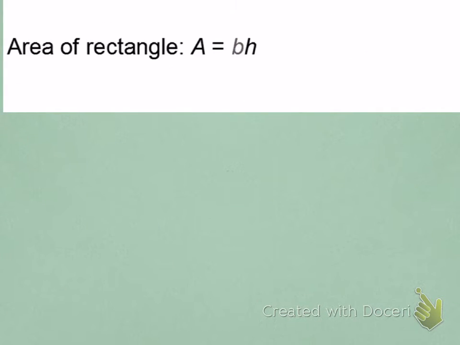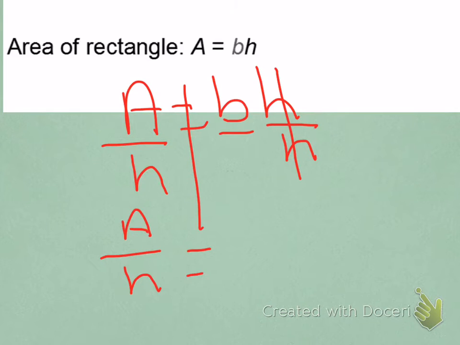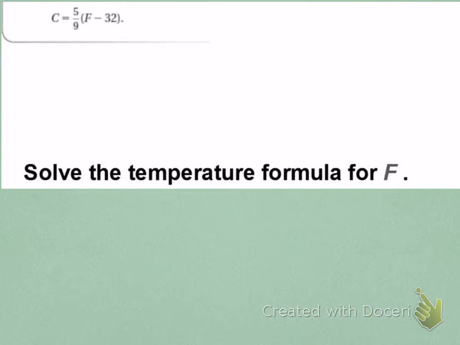Okay, let's try another one. This one should be easier. Okay, so we have area equals base times height. So we want to get b by itself. That's right. We want to divide by h. Divide by h. So a over h equals b. That's it.